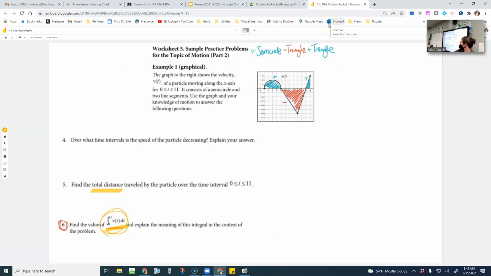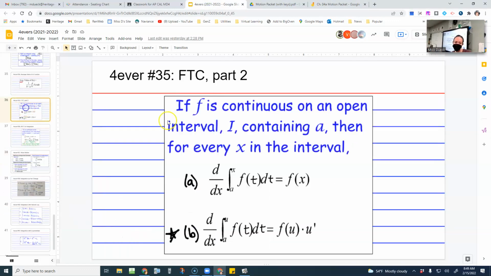Any last questions on the motion packet? Any clarifications wanted on the forever cards? Josh. For FTC part 2, why is it like the derivative? Is that the derivative of an antiderivative? Exactly. And those are inverses of each other, which means they cancel out. Oh, right, okay. Which is why that little f stays little f.